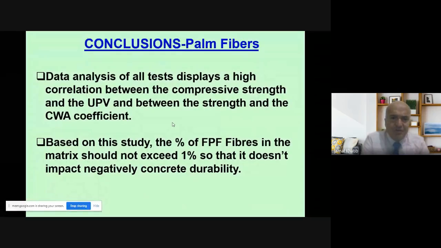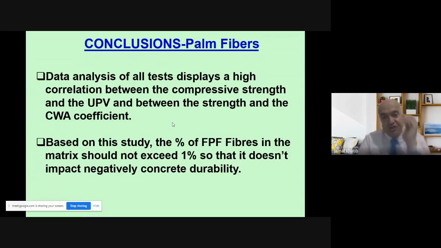So we think that using fiber up to 1% doesn't have any negative effect. We need to do more work on ductility. We need to do more work on durability. We need to do more work on crack propagation and reinforced concrete beam.